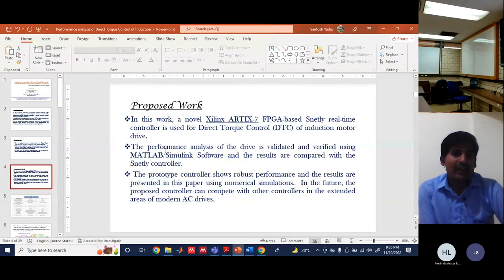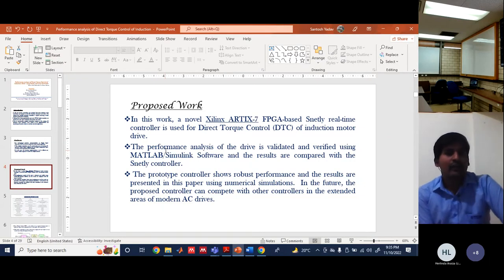So what I'm proposing here, I have designed a direct torque controller, which is the conventional direct torque control algorithm, in this real-time controller for an induction motor. The performance analysis I have done using numerical simulation with MATLAB Simulink software, and we compared the same results with the real-time controller. While doing this, we found this controller is pretty suitable for AC drives, which generally require robust performance, and the results are pretty good when you look at the tracking performance.